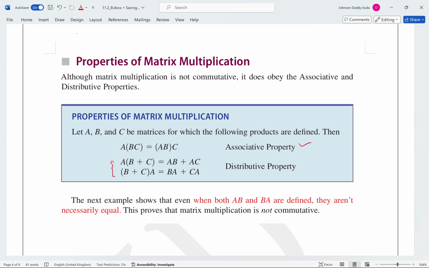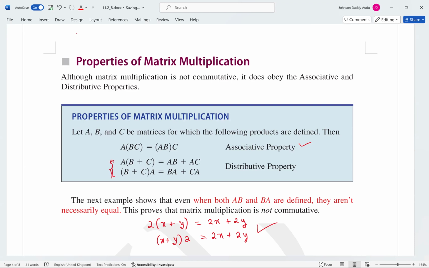If you have A times B... for numbers, if I have 2(x plus y), this is the same thing as 2x plus 2y. Also, if I have (x plus y) and I put 2 here, it's still the same thing as 2x plus 2y. It doesn't matter whether you multiply from the left or from the right. This is true, but only for real numbers. This is not true for matrices. So that is why we have these two properties.